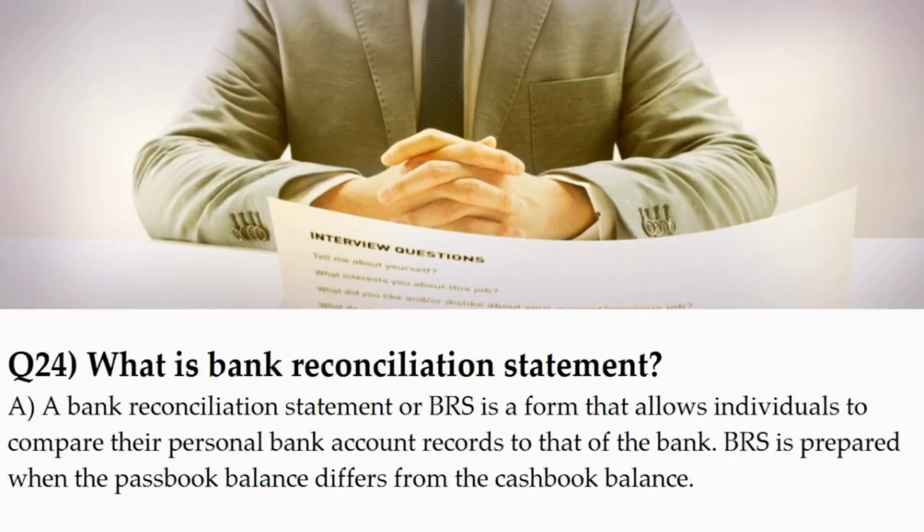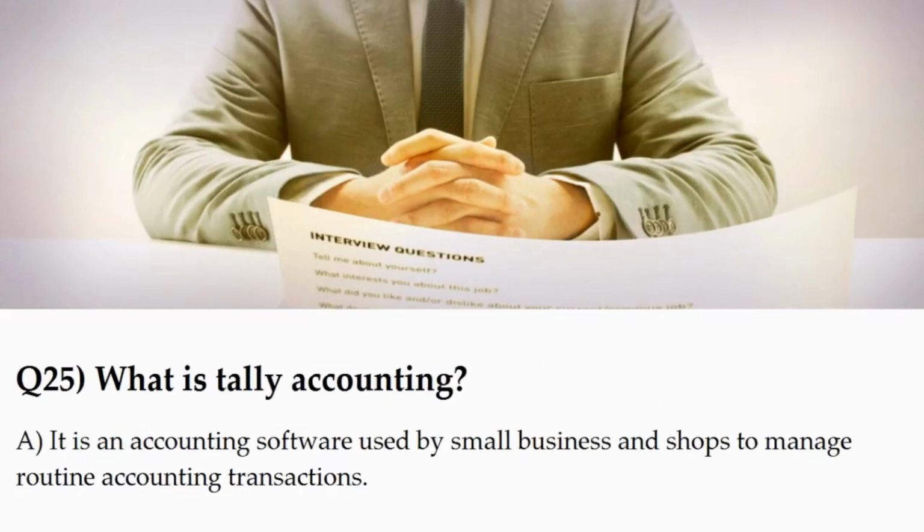24th question is, what is a bank reconciliation statement? The answer is, a bank reconciliation statement or BRS is a form that allows individuals to compare their personal bank account records to that of the bank. BRS is prepared when the passbook balance differs from the cashbook balance. 25th question is, what is Tally accounting? The answer is, it is an accounting software used by small businesses and shops to manage routine accounting transactions.